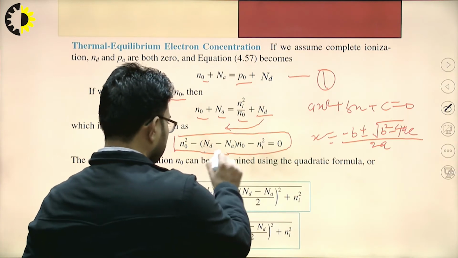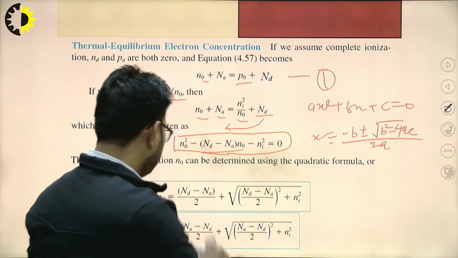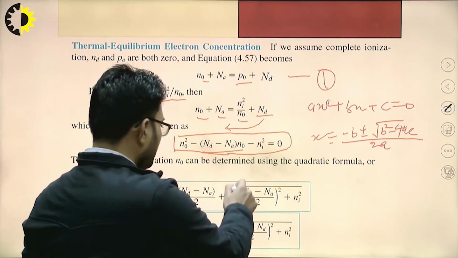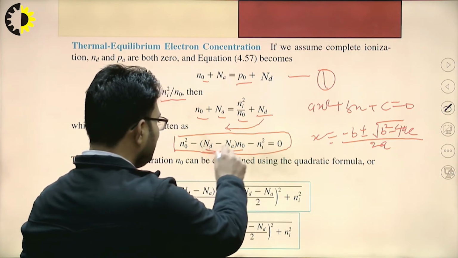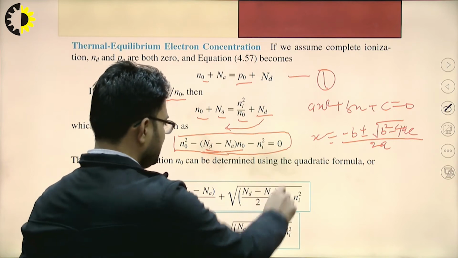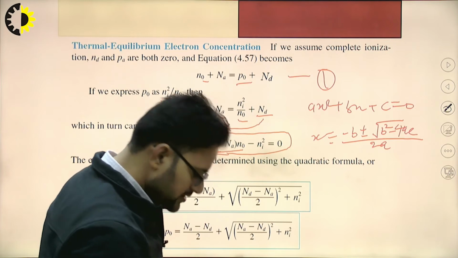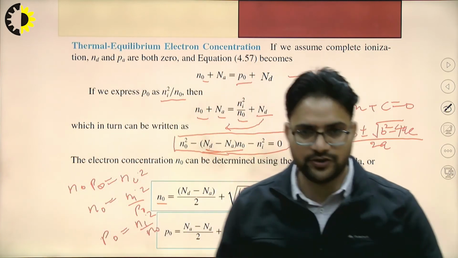this is the value of B, that is Nd minus Na. So Nd minus Na divided by 2, right? Root of B square, that is Nd minus Na divided by 2 whole square plus Ni square. So this is the mathematical equation for N naught.